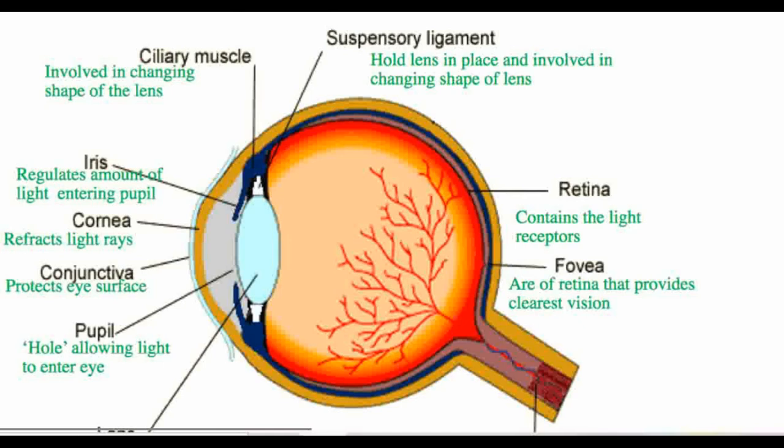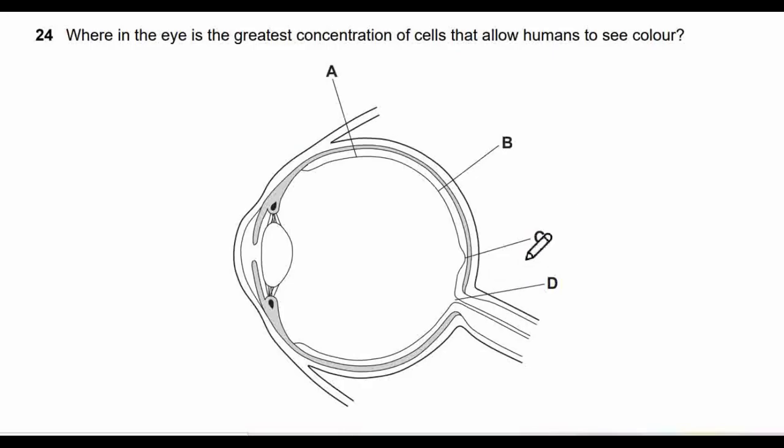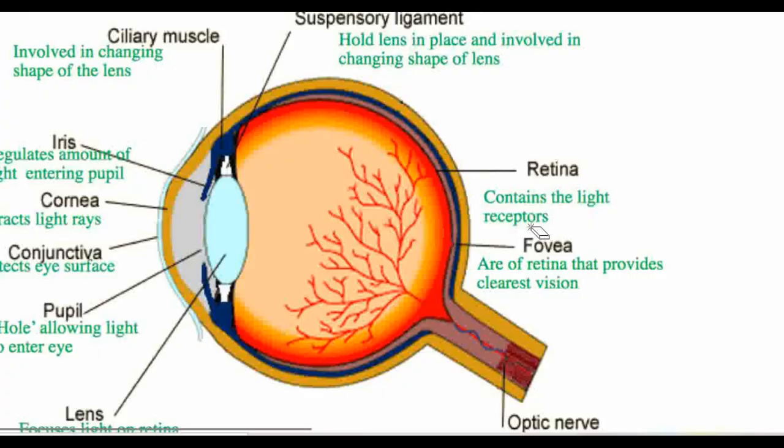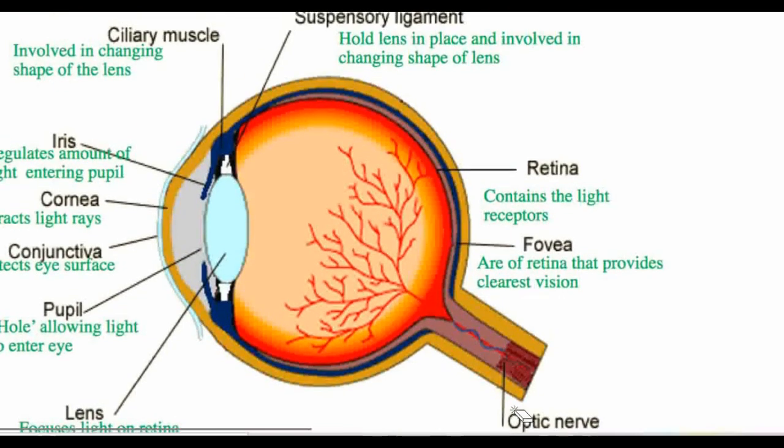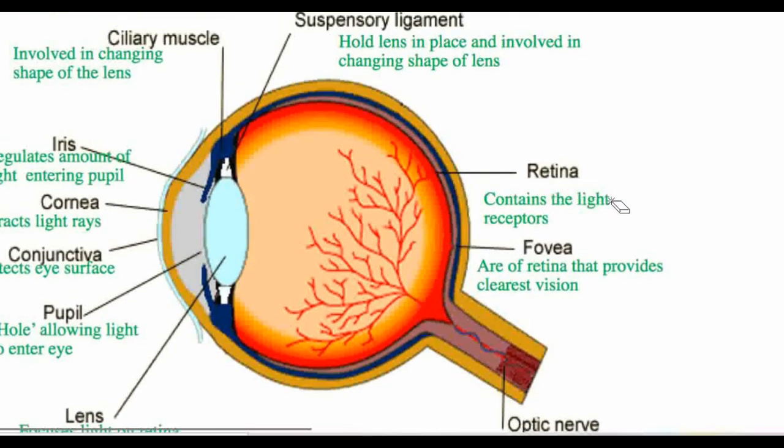So A will be the retina, B will be the optic nerve, C will be the fovea. The one with the greatest concentration of cells to see color is the fovea, so it will be C for question 24. As you can see, the fovea is the area that provides the clearest vision, while the optic nerve carries impulses from the eyes to the brain, so that is different. And the retina contains light receptors, so the one for color will be the fovea.